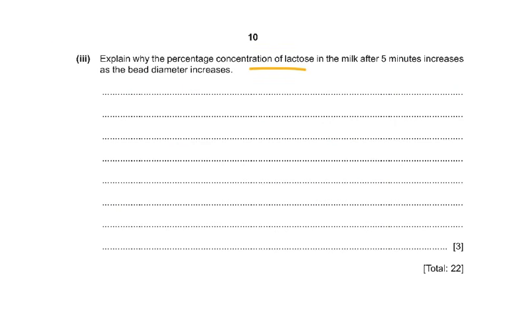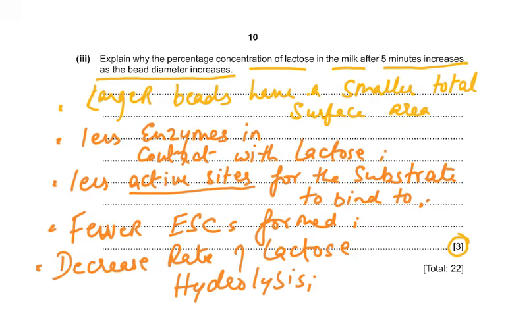Explain why the percentage concentration of lactose in the milk after 5 minutes increases as the bead diameter increases. This 3-mark question is more of a theory question. Larger beads have a smaller total surface area. For surface area to volume ratio, what happens to it? The smaller the bead, the greater it is. Please understand this: as the bead becomes smaller, there is a larger surface area. So with larger beads there is a smaller surface area, so less enzyme in contact with the lactose, and fewer active sites for the substrate to bind to. Fewer enzyme-substrate complexes are formed, so the rate of lactose hydrolysis decreases.